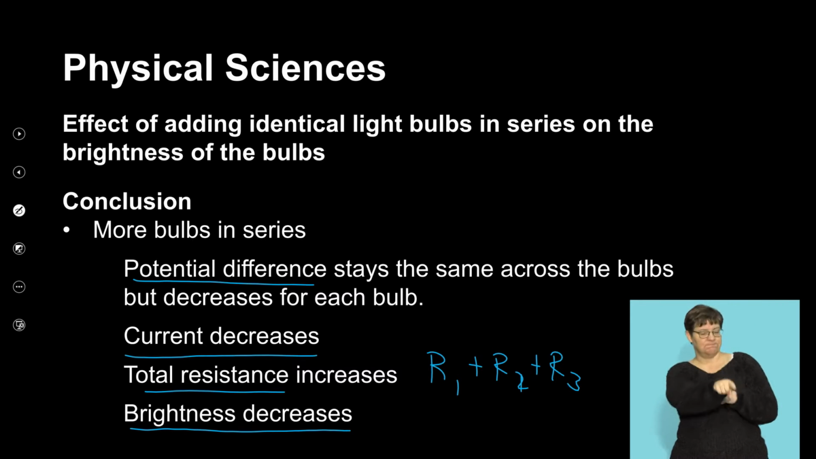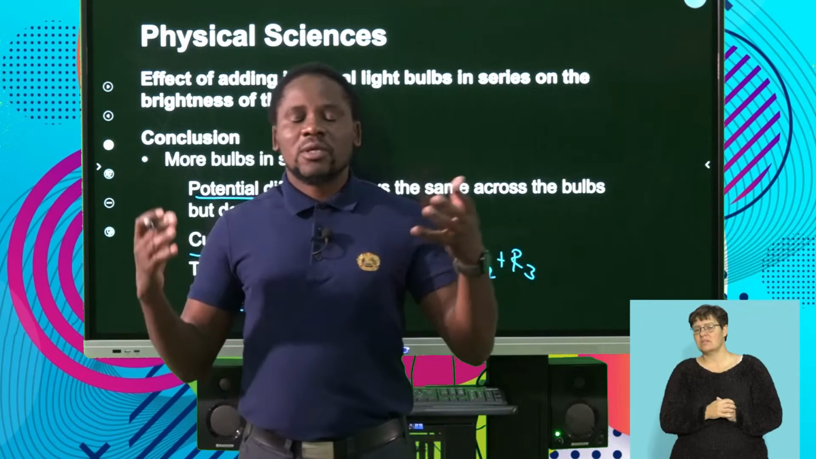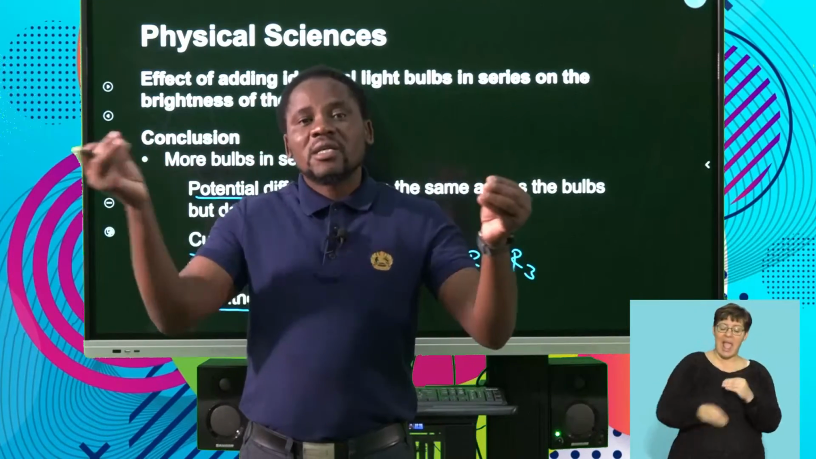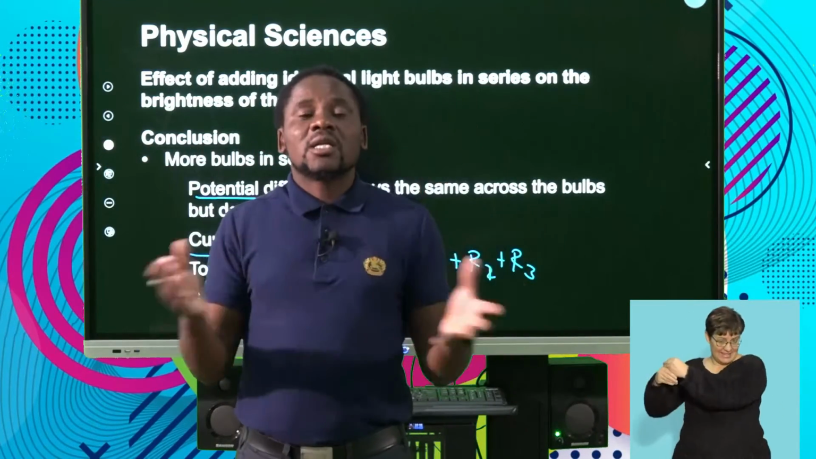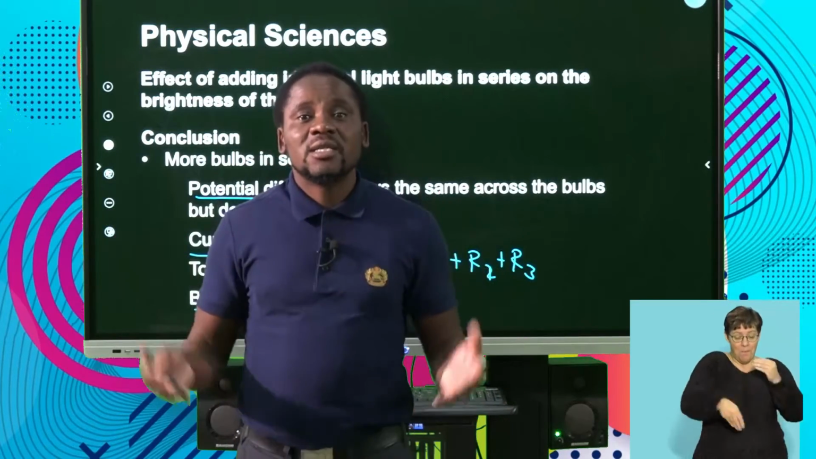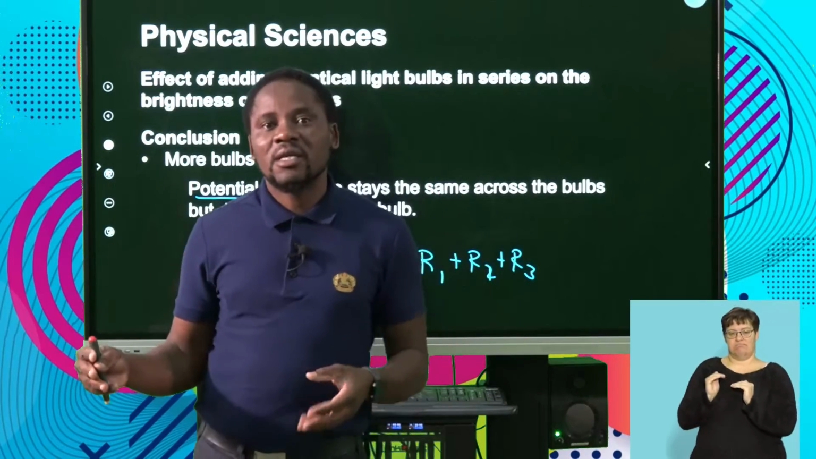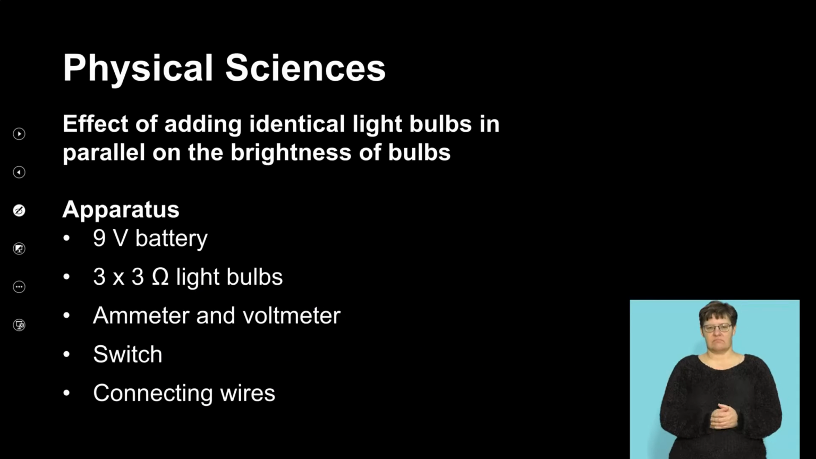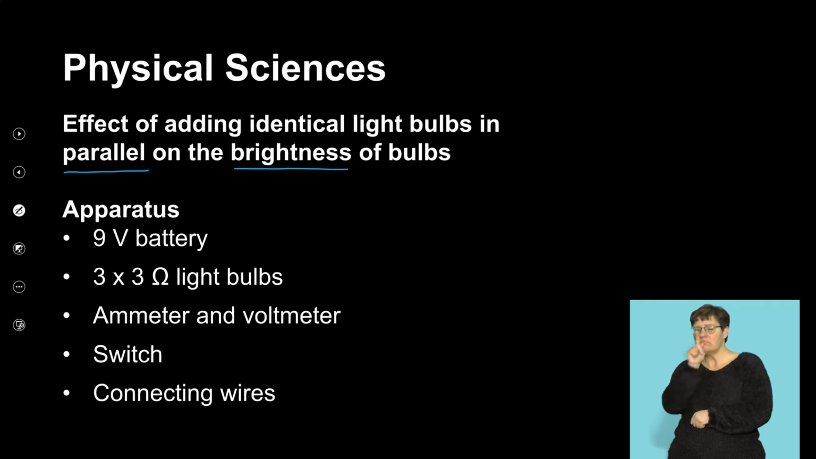So the main question that we asked is, what happens to the brightness of the identical bulbs when we keep on adding them in series? We are saying that they get less bright because there is an increase in the total resistance of the circuit while there is a drop in current. Now let's look at the effect of adding identical light bulbs in parallel on the brightness.